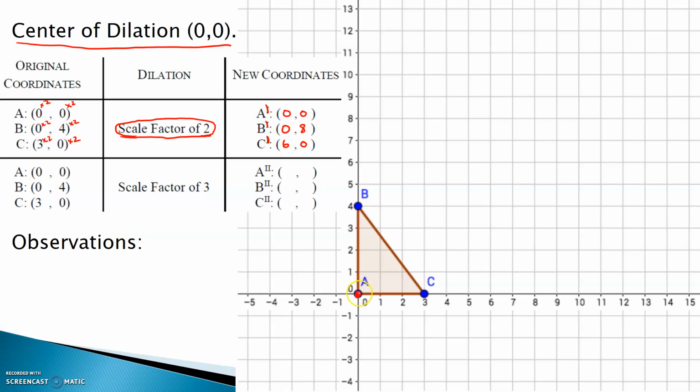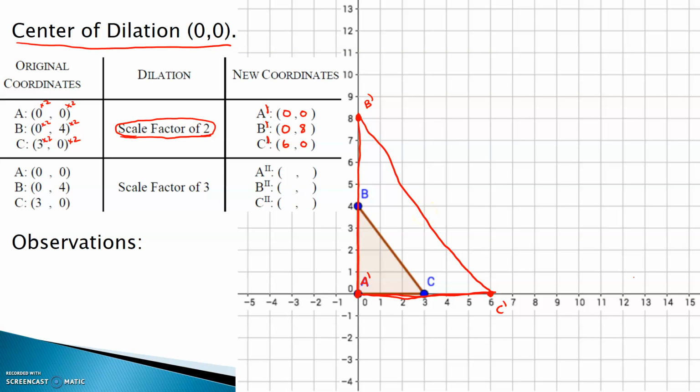So A prime actually ended up being in the same spot, right? Okay, that's fine. It was just a coincidence. But B now got kicked up to 0, 8. So 0 all the way up to 8. That's going to be my new B prime. Okay. And then my last one here is C prime is 6, 0. So I go across to the right 6. And I stay there at 0. That's going to be my new C prime. And I can actually draw the new triangle that got scaled by a factor of 2. And it makes sense, right? If your scale factor is bigger than 2, it's going to get much larger.